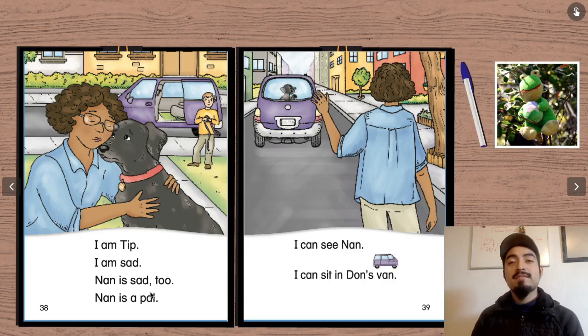She feels sad. Look at the picture. Tip is sad too. Another question is, why are they sad?